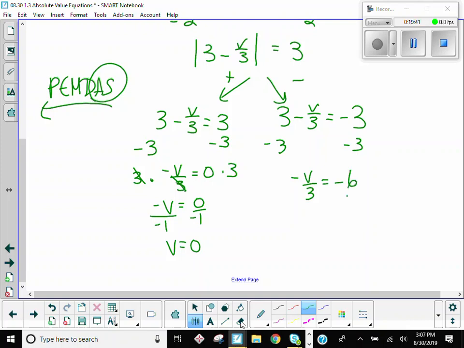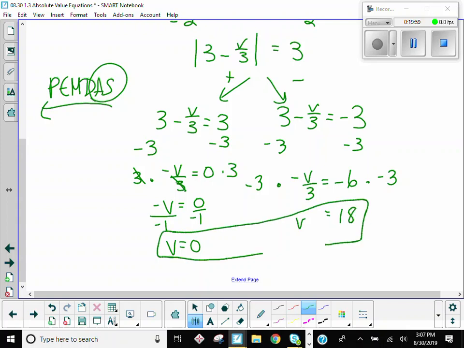So here, after you subtract 3 from both sides, I have negative v over 3 equals negative 6. To take care of this in 1 step, as opposed to 2 steps over here, you could just multiply both sides by negative 3. And then it gives you positive v equals positive 18. Okay, I'll take this form or squiggly wiggly form.